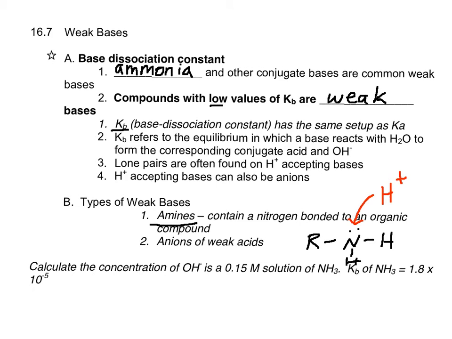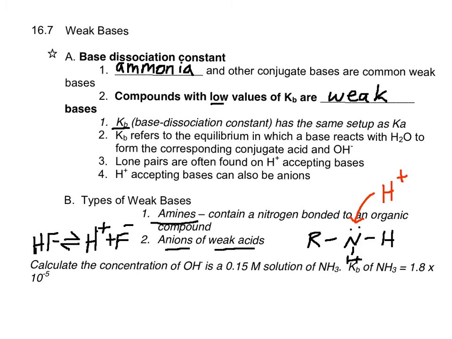So if you see compounds that end in amine, like methylamine or something like that, then know that those are also weak bases. And then we already said that the conjugate base of a weak acid is always going to be a weak base. That's what this means by anions of weak acids. That means conjugate base of a weak acid. So for the weak acid hydrofluoric acid, F negative is the conjugate base of that weak acid, and since it's a conjugate base of a weak acid, that makes it a weak base.